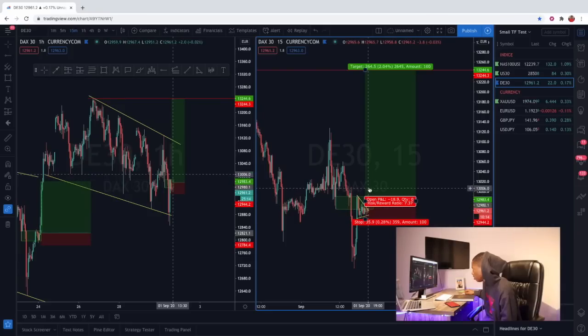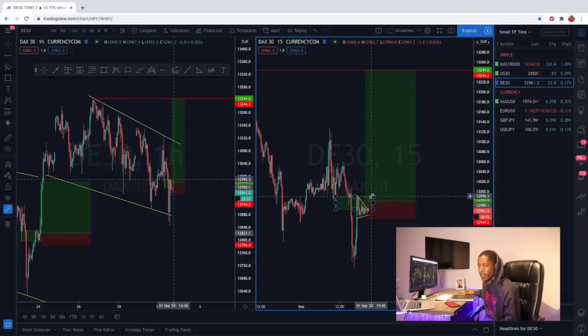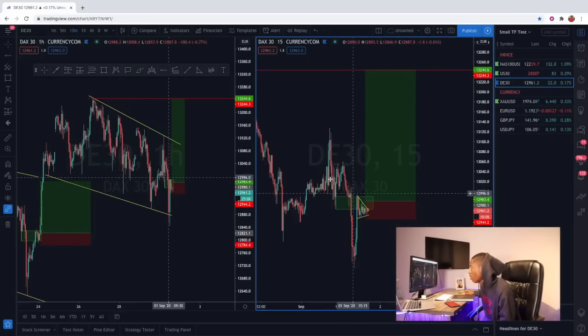Price can easily break out, come retest higher lows, perfect entry. If I take a trade, I would still be able to scale in on that, still be able to lock in profits. There's multiple ways to actually profit from it.